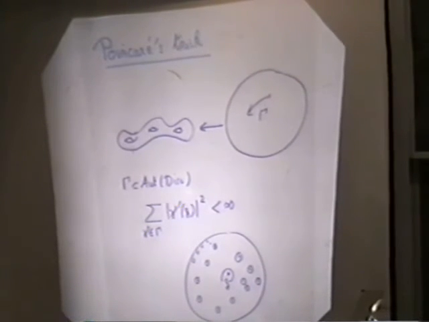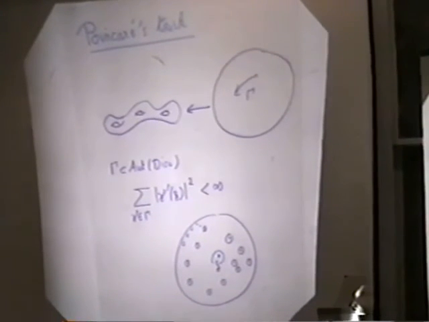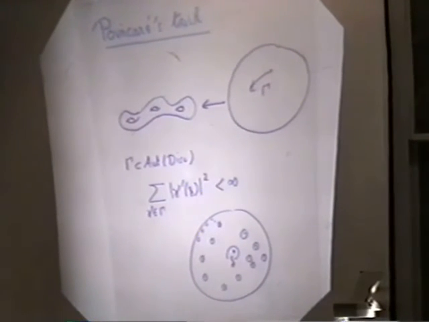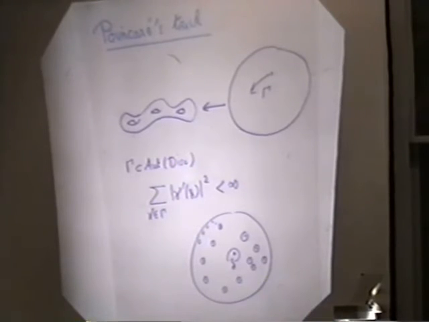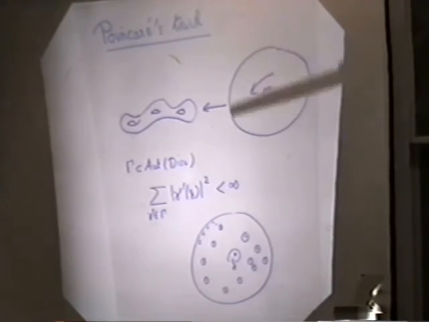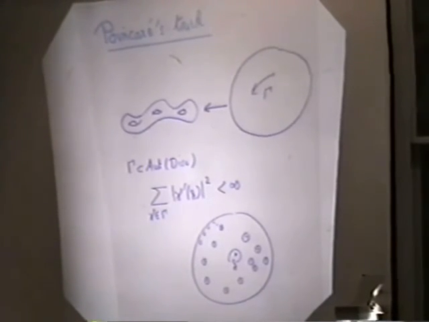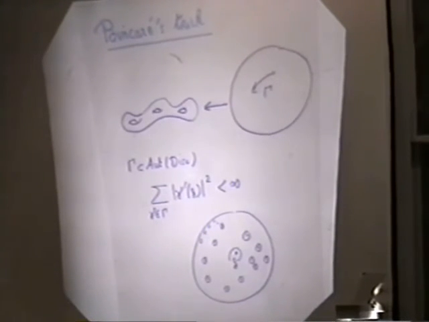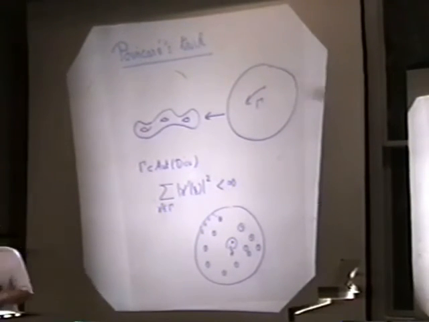You start with a compact Riemann surface, and you take its universal cover. And you assume that you are in the hyperbolic case, that is, you assume that universal cover is the Poincaré disk. Then you can recover the surface as being the quotient of the disk by some discrete co-compact Fuchsian group.